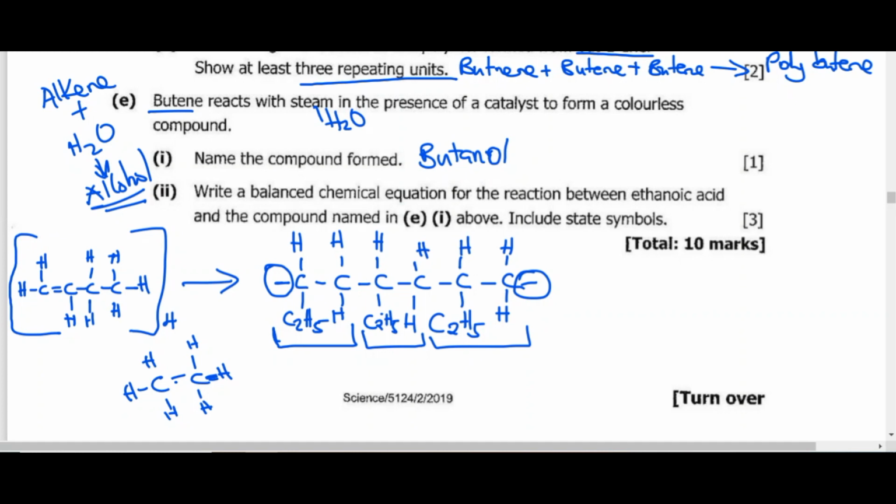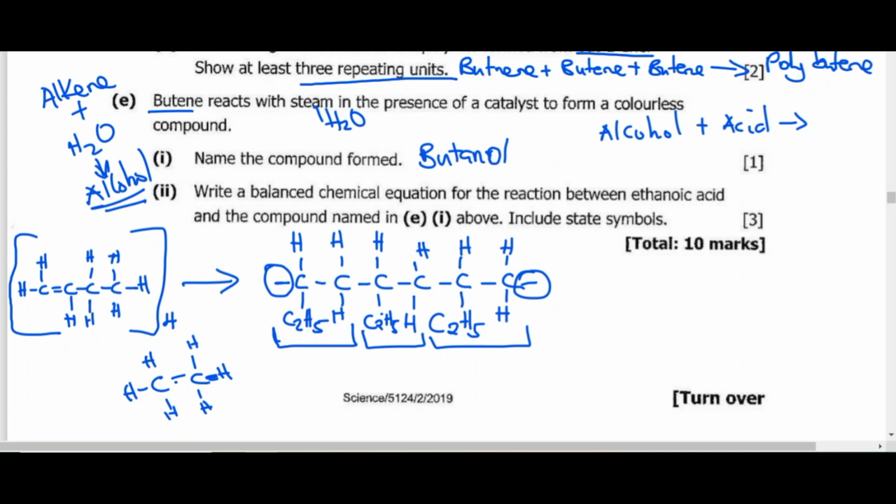So this compound in question E, butanol, reacts with ethanoic acid. So we have an alcohol plus an acid. So what are we going to have? An ester will be produced there.